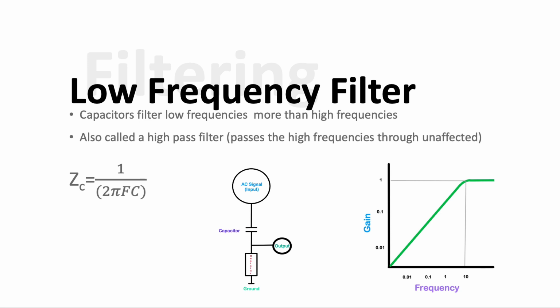Low frequency filters work by sending the signal through capacitors. Capacitors block low frequencies more than high frequencies. So this allows the high frequencies to pass through. Therefore, low frequency filters are sometimes called high pass filters as well.